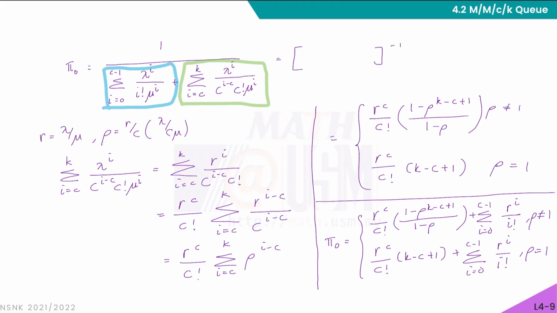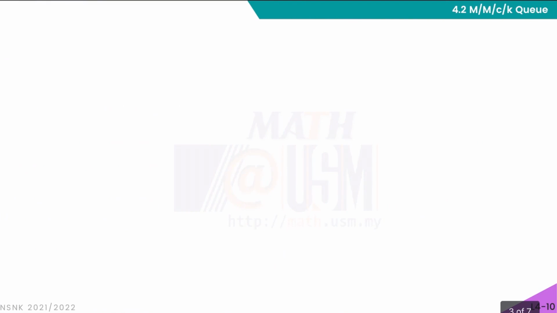Next, we will determine the measure of effectiveness for M/M/c/K queue. We're going to start with LQ. For the M/M/c/K queuing model, we will only consider the measure for the case when rho is not equal to 1, because the derivation of the case where rho is equal to 1 requires the application of L'Hopital's rule twice, so we will not cover it in this course. So we will only consider the case where rho is not equal to 1, and we're going to start with LQ first.